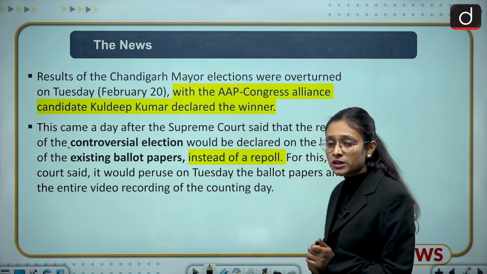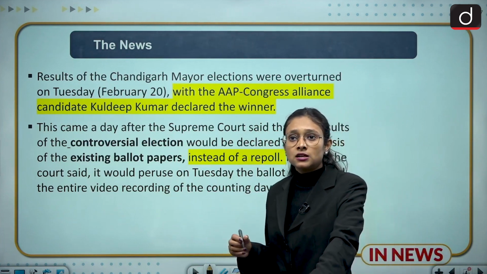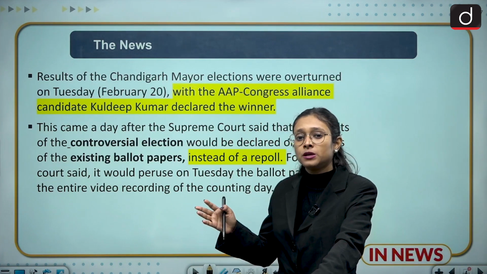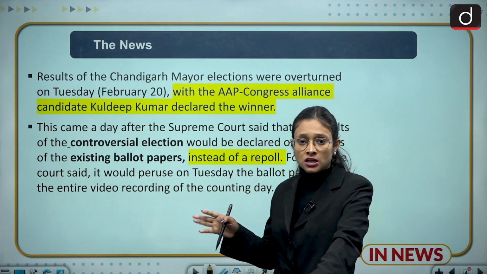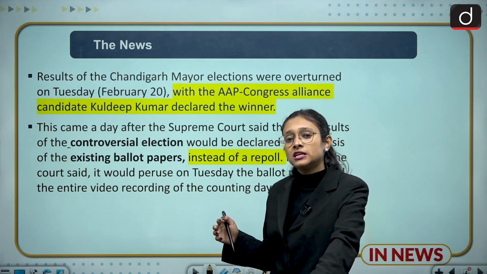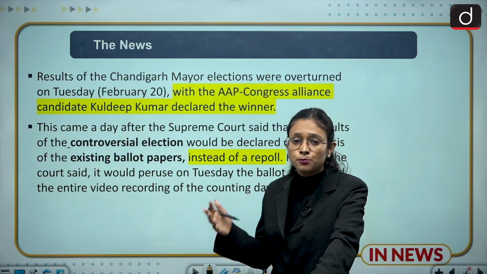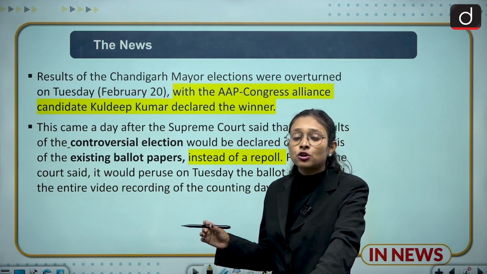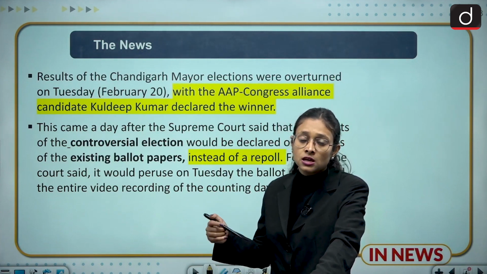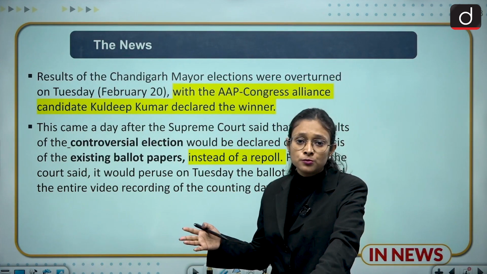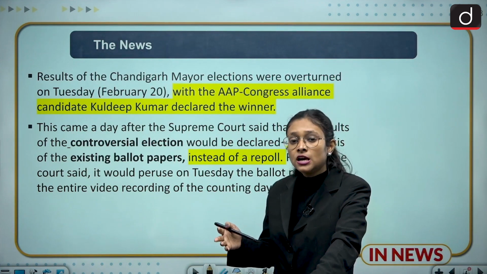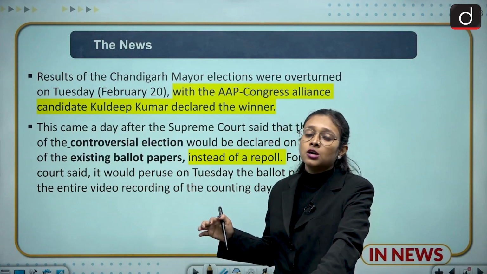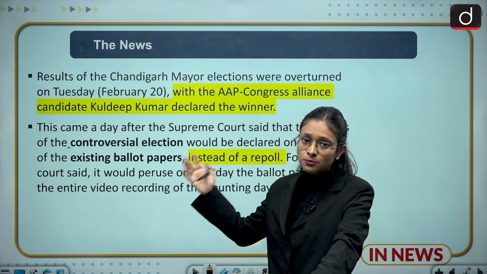And what decision has the Supreme Court taken? That poll had already been done. Did the Supreme Court allow the poll to be redone? No, the Supreme Court said it will give its decision according to the existing poll and the ballot papers present at that time, and it also checked the video recording of the full counting day. On the basis of all these things, the Supreme Court came to its decision, and we can see that Congress and AAP alliance leader Kuldeep Kumar has been declared the winner of this Chandigarh mayor poll. So this was the Supreme Court jurisdiction regarding this particular case.